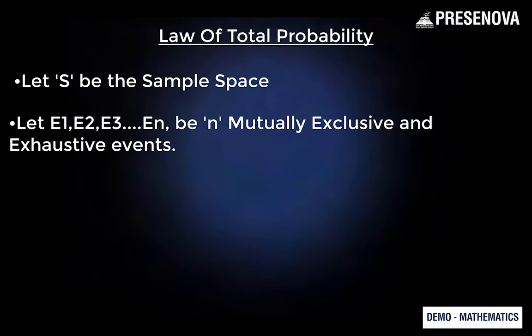In our previous example, the shelf or the cupboard was the sample space, as it contained all of the compartments and the coins. Next, E1, E2, E3 and so on till En are said to be n events. In our previous example, choosing a compartment represented these events. Now we have two new terms here, mutually exclusive and exhaustive. Let us look at them individually.